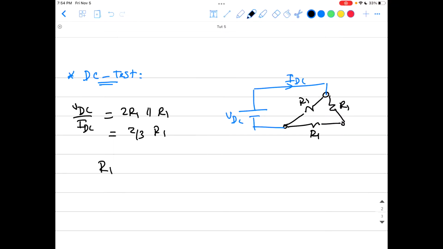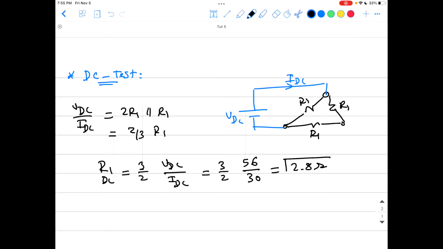So if you want to find R1 DC, it will be 3 over 2 times V_DC over I_DC. So it is 3 over 2 times the V_DC given, over the current I_DC given, which comes to 2.8 ohms. Like we said, that is the DC value. We should multiply this by the skin effect factor, 1.15 to 1.25. But as I said, if nothing is given about it in the problem, you just ignore it, and that is the resistance you can use.